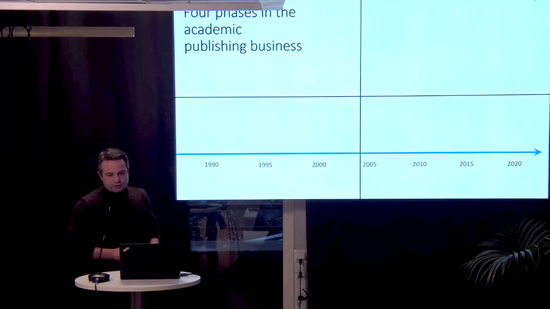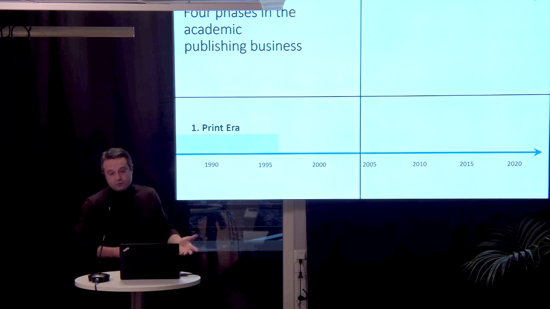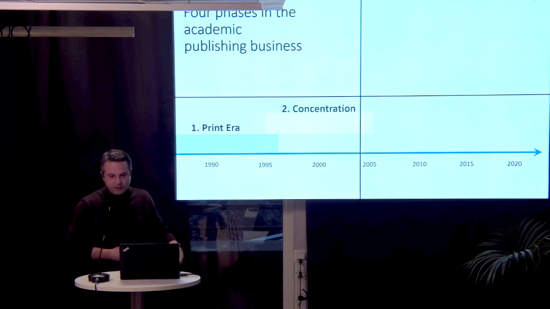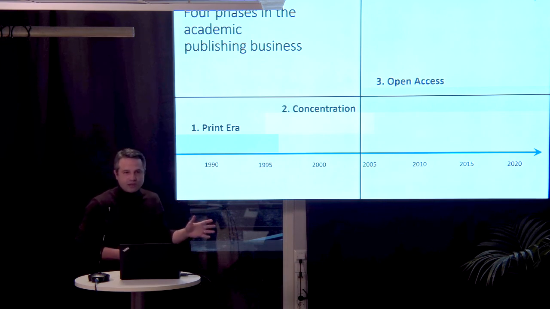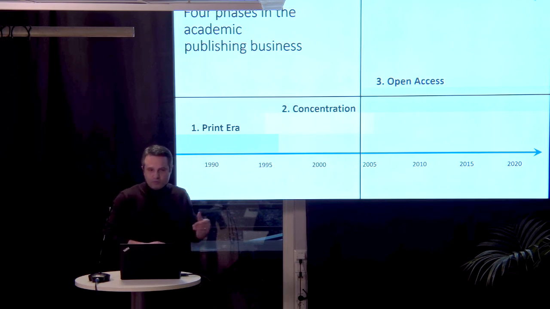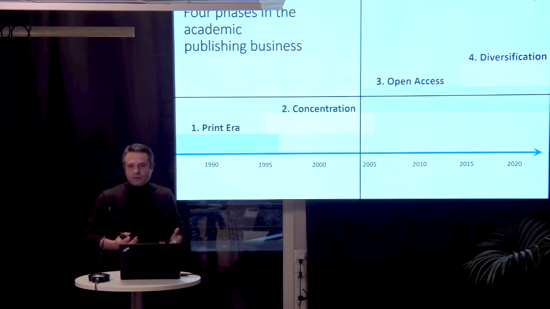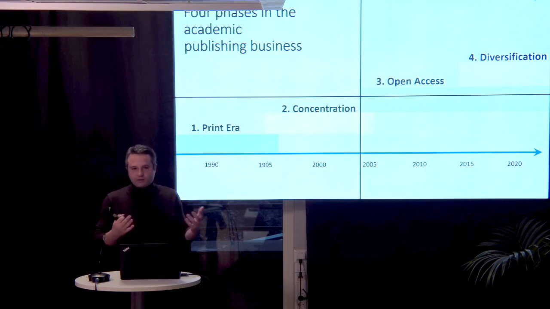And reviewing the literature, I tried to identify four major phases in the recent history of academic publishing. The first is what we could call the print era. The second is a concentration phase. Then we have an open access phase, which started around the beginning of this century, 2005 approximately, which is still rising and running. And finally, what I would call a diversification phase, where many things have been happening in the last 7-8 years.